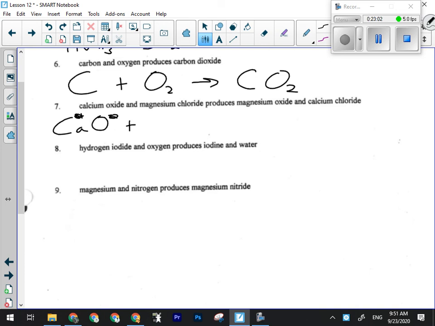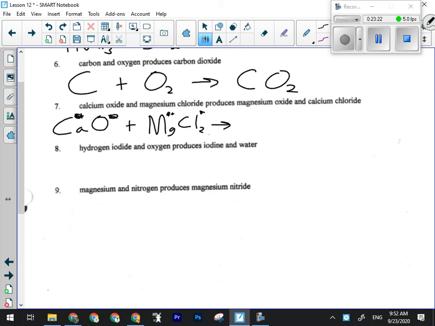And magnesium chloride. So magnesium, which is a 2+, with chlorine, which is a 1-, so MgCl2. Okay, so what kind of reaction is that before I even write the rest? Double replacement, 2 ionic compounds reacting. Okay, here's another example of predicting the reaction.